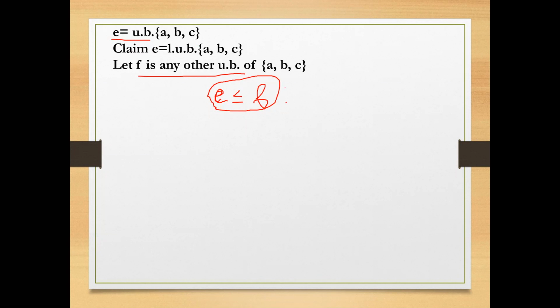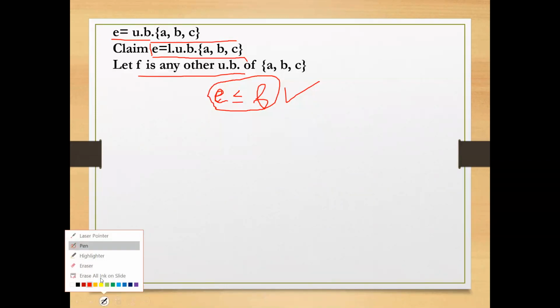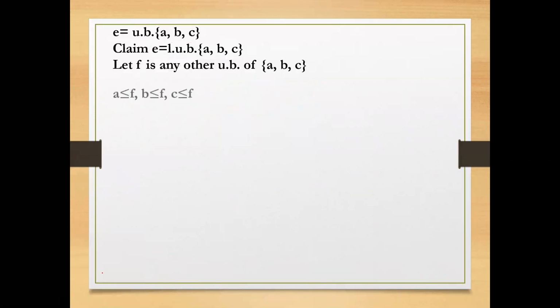So now our target is to prove E less than or equal to F. Then we will say E is equal to least upper bound of ABC. We can justify our claim now. So how to prove E less than or equal to F? For this, we have to do the following steps.